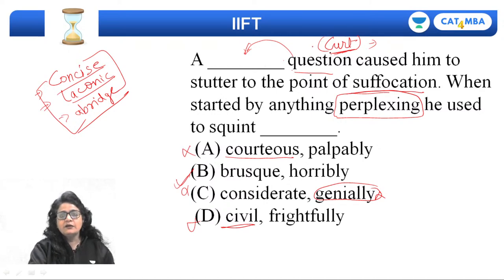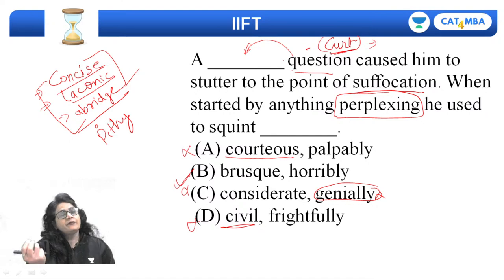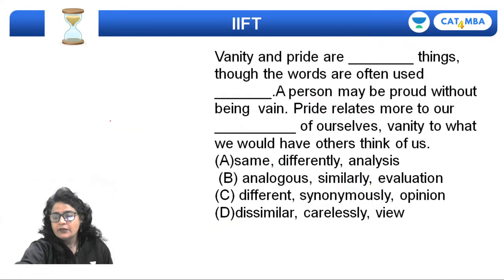So brusque, curt, negative, concise, laconic, abridged. Pithy is also another word. Pith से आया है. Pith is the central part of something. The pith of fruit, the central part of something. So when you say it was written in a most pithy manner, that means it was written in a most concise manner. So pithy is also positive. Laconic, abridged, concise, all are positive. Curt and brusque are going to be negative. Meaning same. चलिए, next.